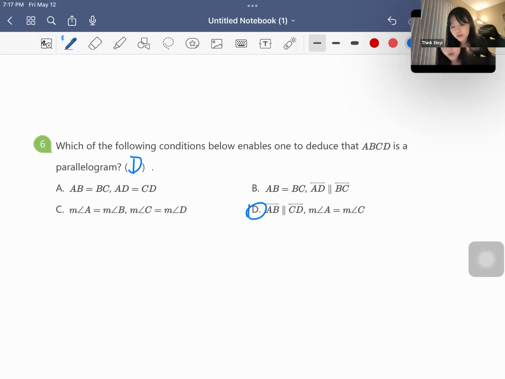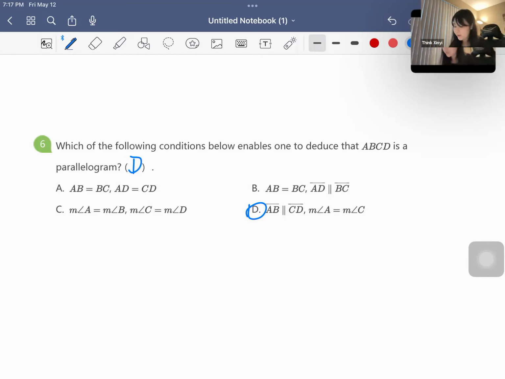And that's the third way. And also the fourth way is that if one pair of the opposite sides are equal and parallel to each other, then we can prove that the quadrilateral is a parallelogram. And there is a fifth way, which is if the diagonals of the parallelogram bisect each other, we can then prove that it's a parallelogram.